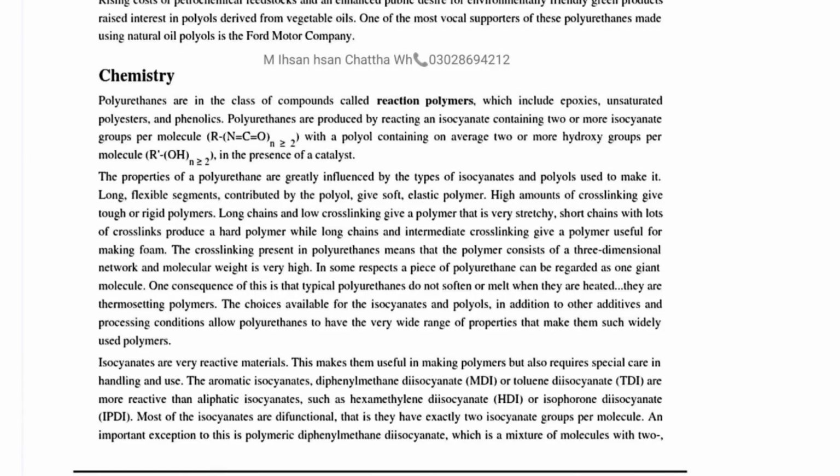The aromatic isocyanates, especially diphenylmethane diisocyanate, as given here in the structure, or toluene diisocyanate, are more reactive than the common aliphatic diisocyanates, such as hexamethylene diisocyanate and isophorone diisocyanate. Most of the isocyanates are difunctional, that is, exactly 2 isocyanate groups per molecule are present, or more than 2.